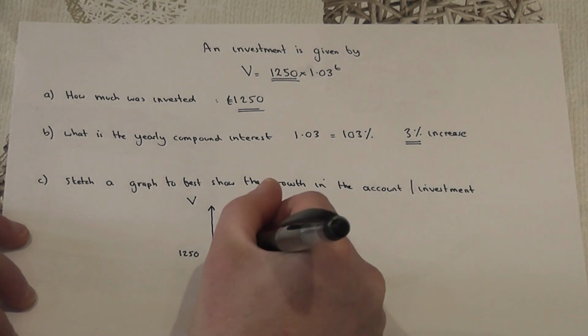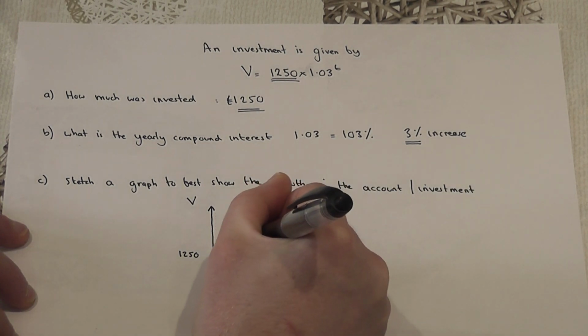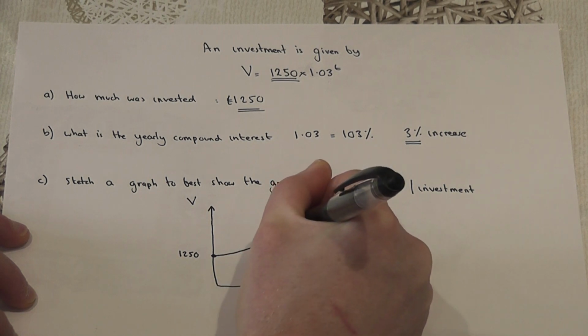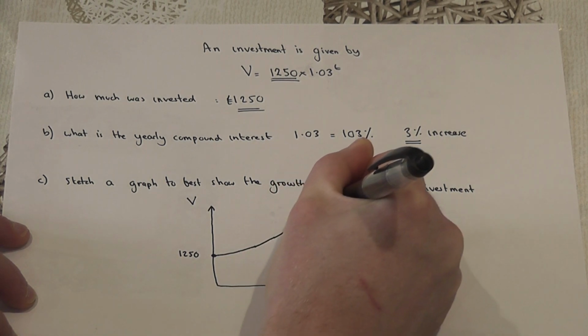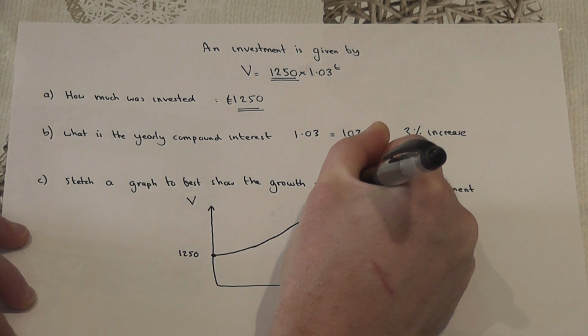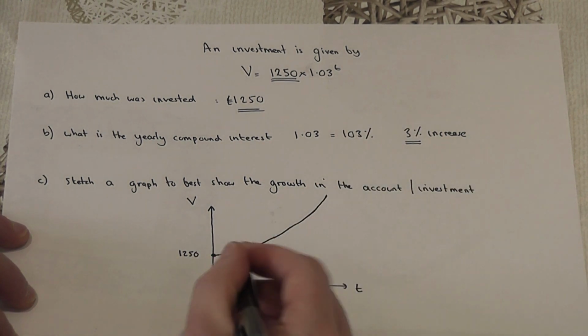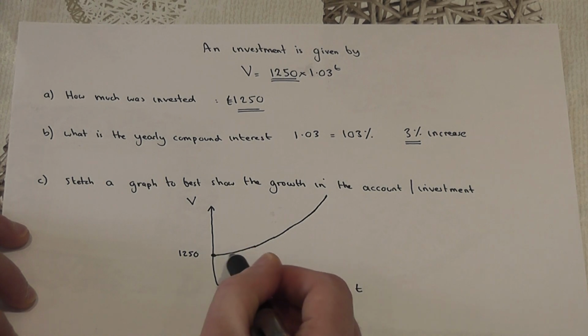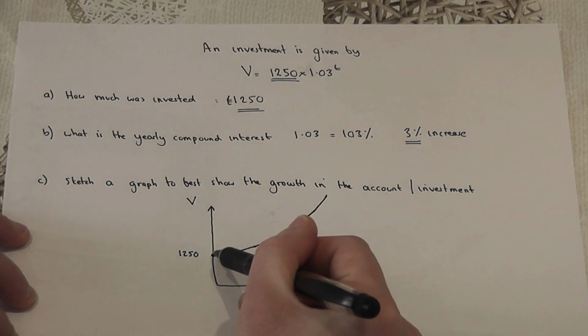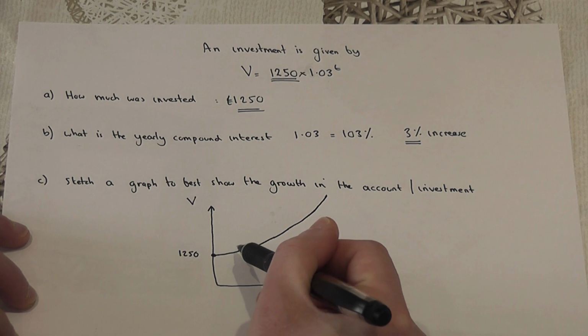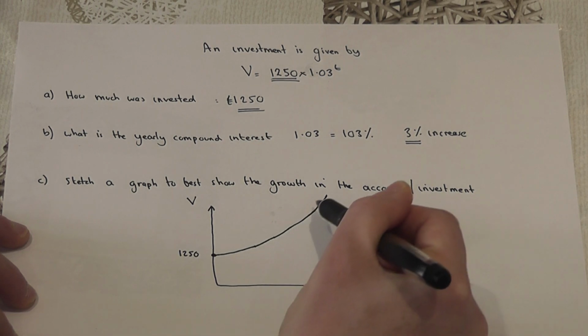So what happens is that year on year, the amount of the investment goes up by a larger and larger amount, and so you get an upward curve. And this sketch just shows how it starts at 1,250, and the amount it goes up by year on year gets bigger and bigger and bigger.